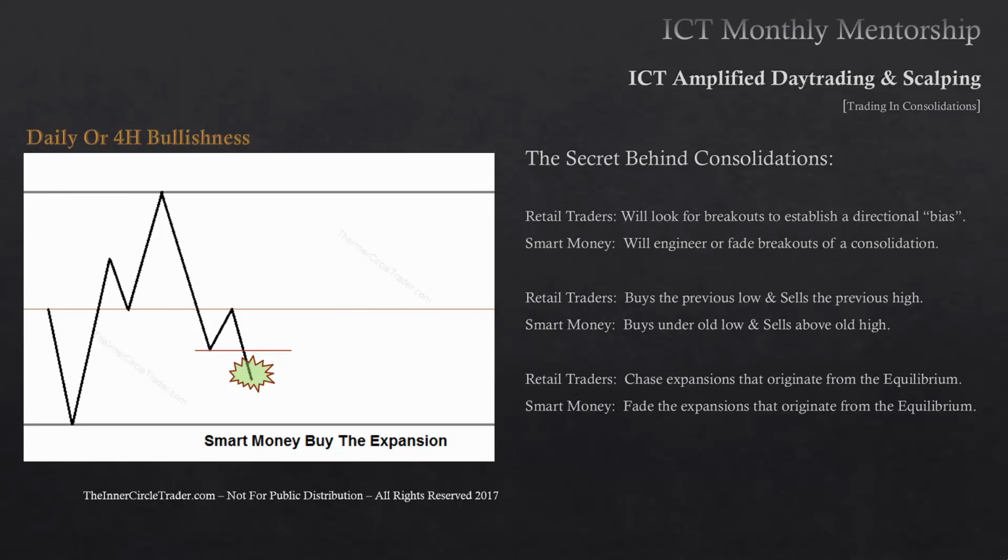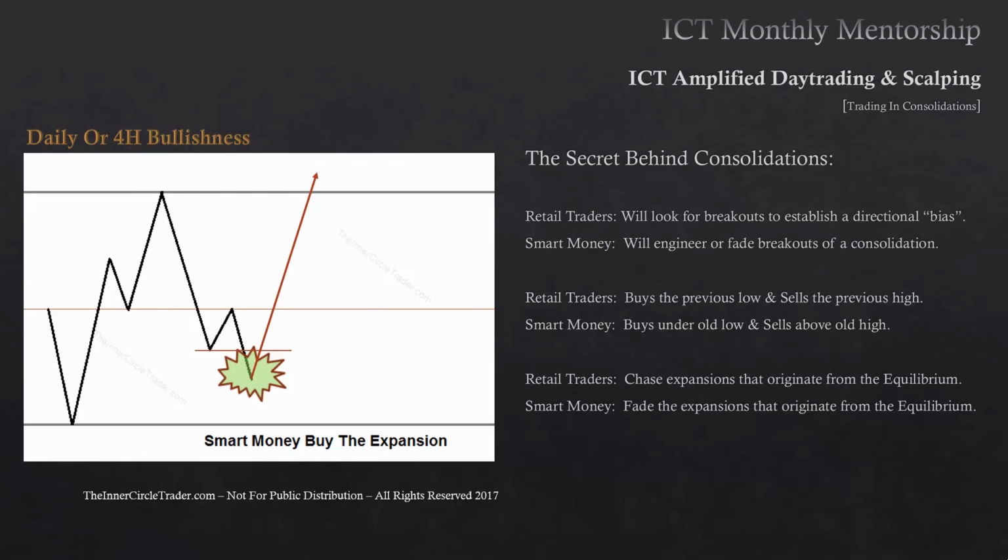When daily or 4-hour is bullish, what we're looking for is this particular occasion right here where price comes down, snaps up short-term sell-side liquidity. They use that sell-side liquidity to be counterparties to buy long. When that occurs, they expect and anticipate a move outside of the consolidation to pair up their orders with the buy stops that are resting above the old consolidation high. So what we do here is the same thing that the bank traders do.